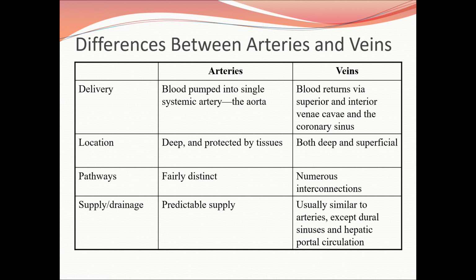The location of arteries is deep. They're protected by tissues. Veins are both deep and superficial. For the pathways, the arteries have a fairly distinct pathway, and veins have numerous interconnections called anastomoses. For the arterial supply and drainage, it's a predictable supply. With veins, it's usually similar to arteries, except dural sinuses and the hepatic portal circulation.